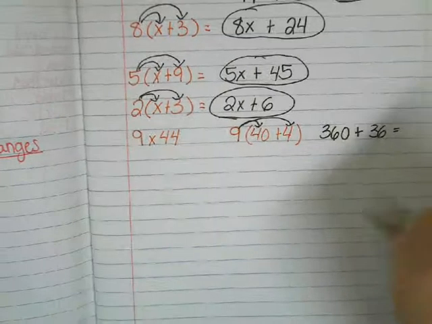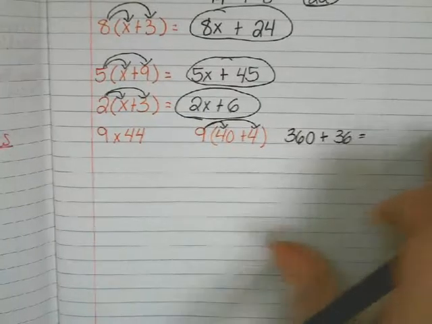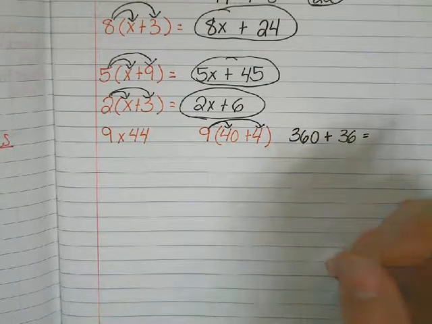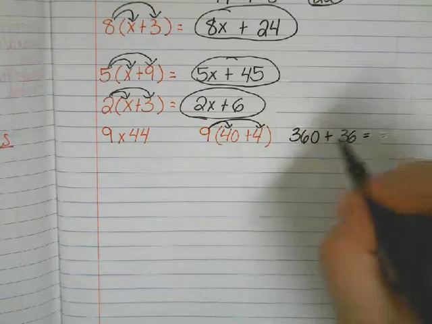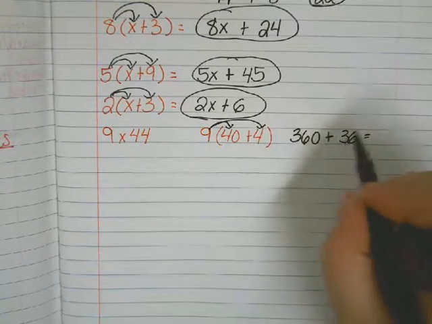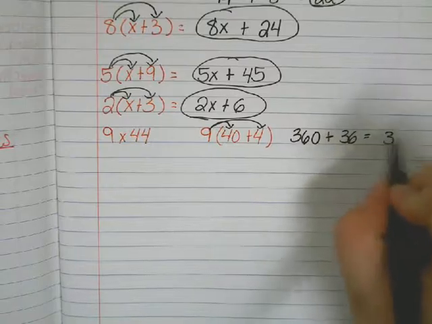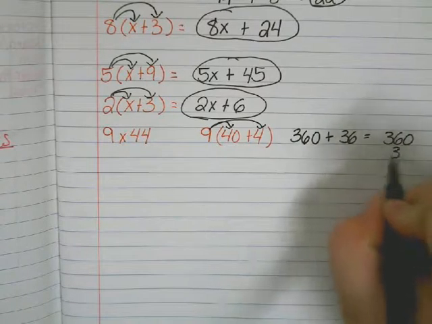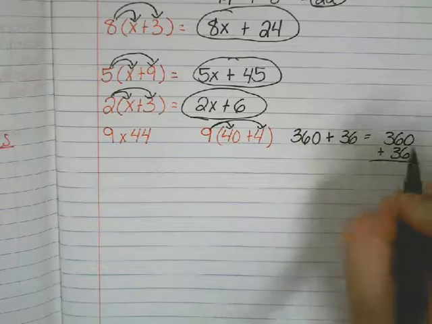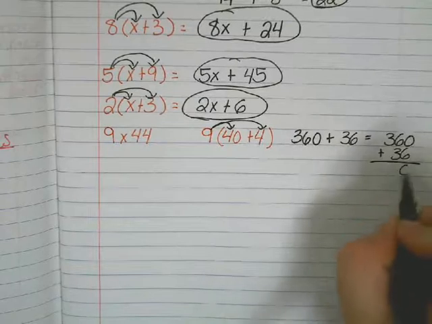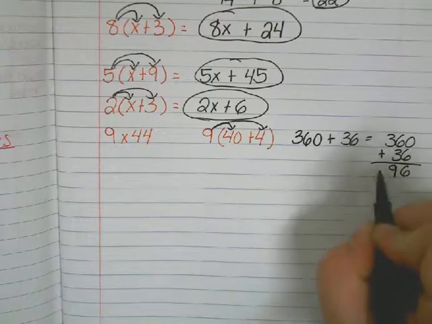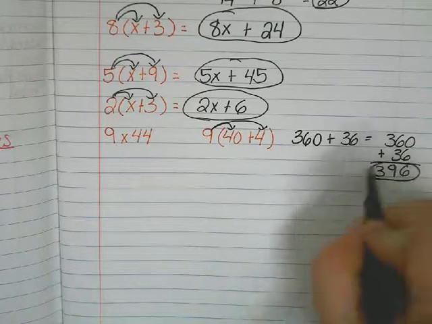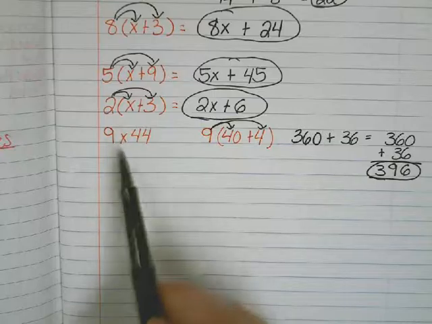Yes. Chad, I'm up here, not back there. Can you just take off the 0? No, I can't just take off the 0. I'd have to line them up. So I'd have to take 360 plus 36. 0 plus 6? 6. 6 plus 3? 9. 3. So 396. So 9 times 44 is 396.